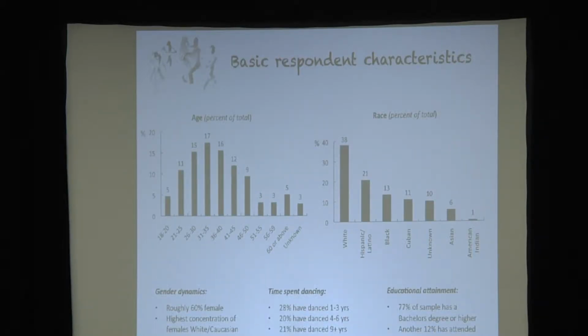Before delving into the results, I would just like to talk a little bit about the demographics of the respondents. There's quite a wide range of ages: 70% are between the ages of 20 and 45. There was a slight majority of people who self-identified as white or Caucasian, 40%. However, 20% also identified as Hispanic or Latino, another 10% as Cuban, and roughly another 10 or 12% as African American or Black.